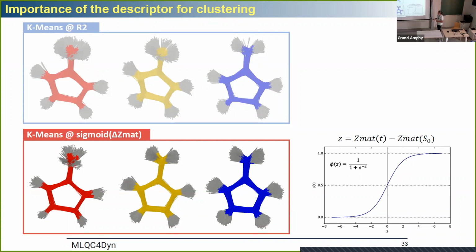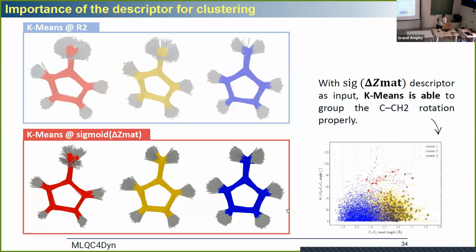When we do that and apply k-means again, now with a different descriptor, what we see is that the red cluster now contains most of the geometries that correspond to 90 degrees rotation, while the other two differ from each other mostly with respect to the bond length, but not with respect to these rotations. So with this, we can get a much better description of our point distribution. We see this red cluster here separated from the others.